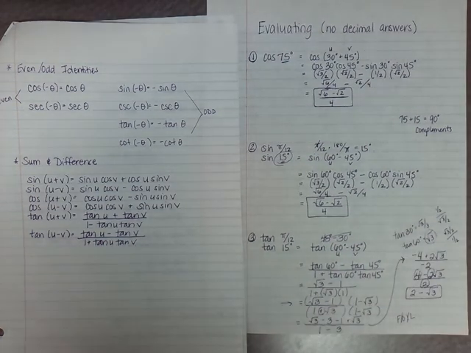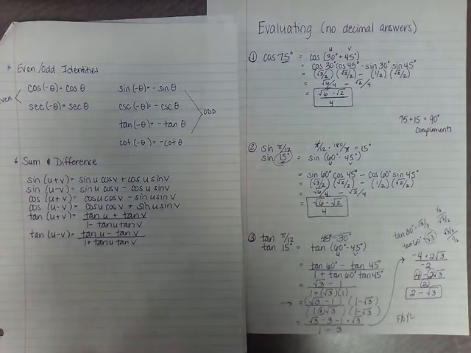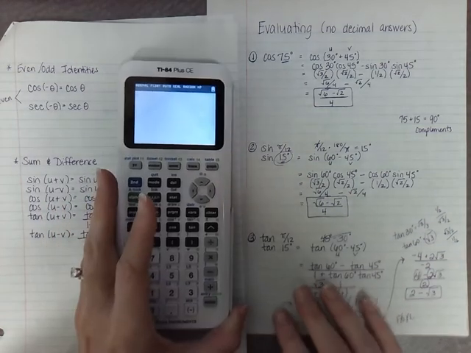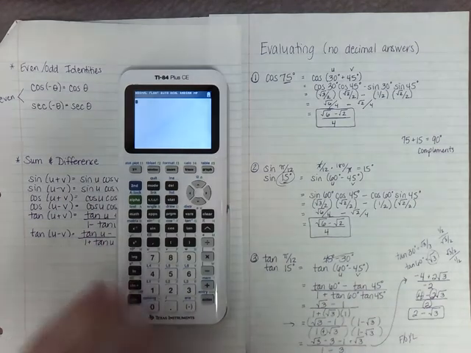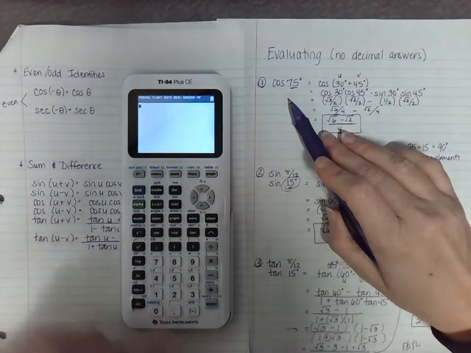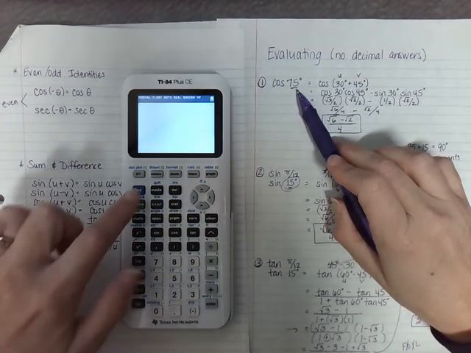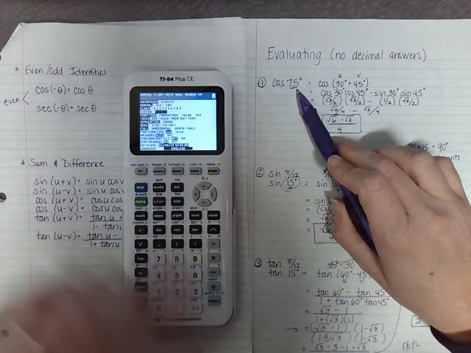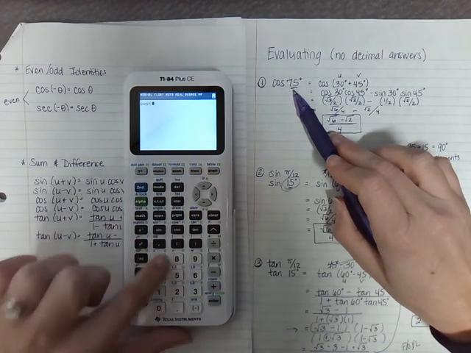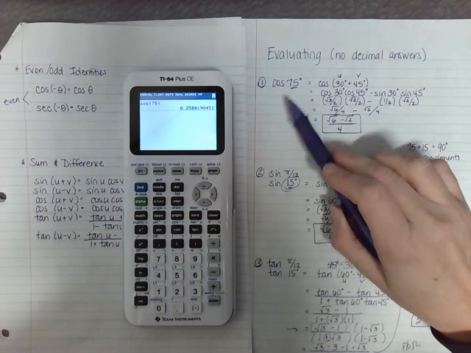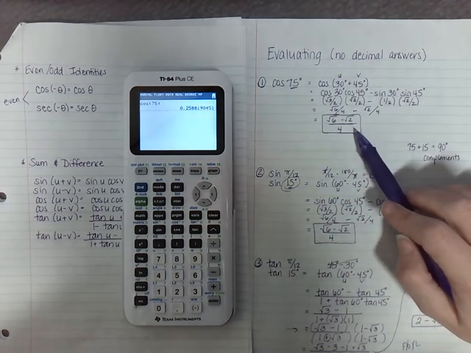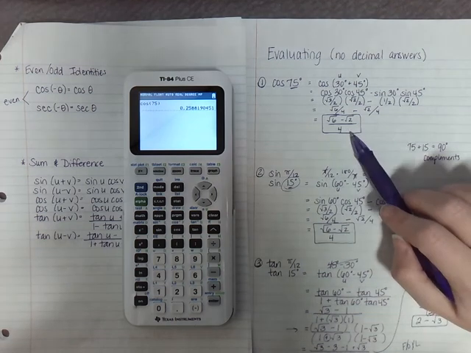Now I want to show you next how you can check these answers. Keep in mind, I said I don't want decimal answers for this, so you don't want to use the calculator to get your answer, but you can use it to check. For example, cosine of 75. Since that's a degree, I can make sure that I'm in degree mode, and I can type in cosine 75, and I get 0.258819, and so on. It keeps going. If I type in this answer, I should get that same decimal if I've done it correctly.